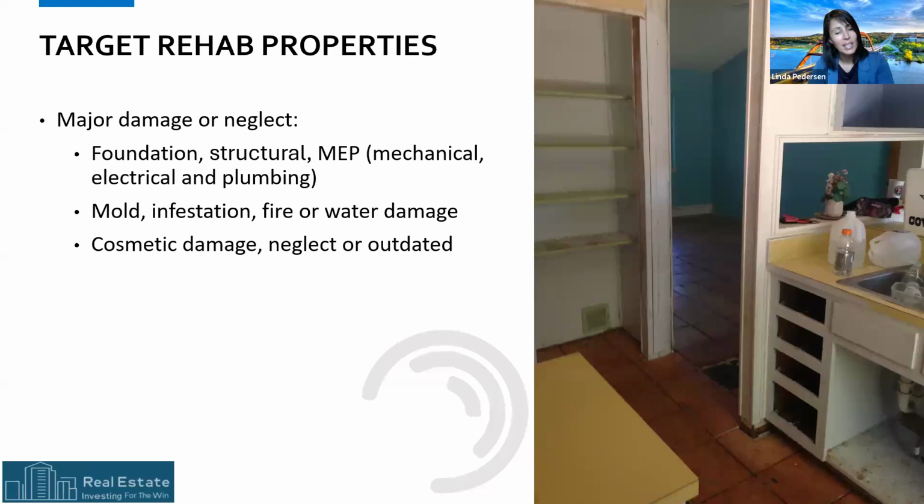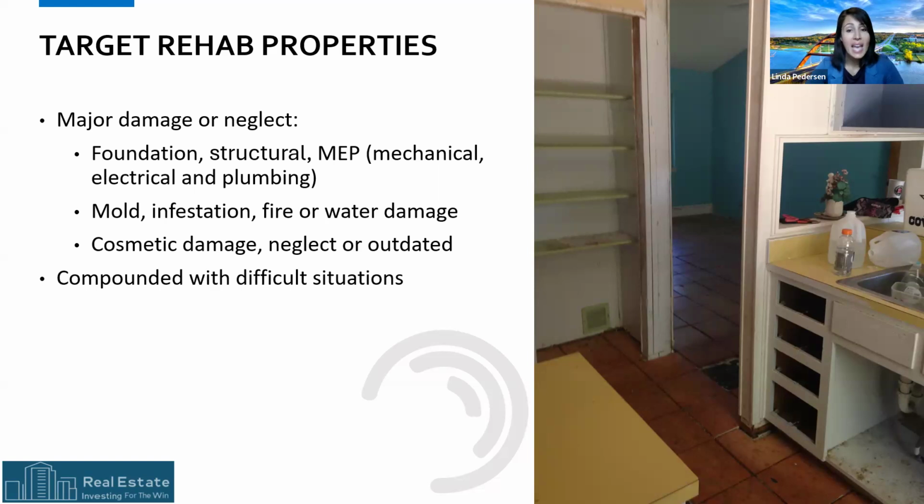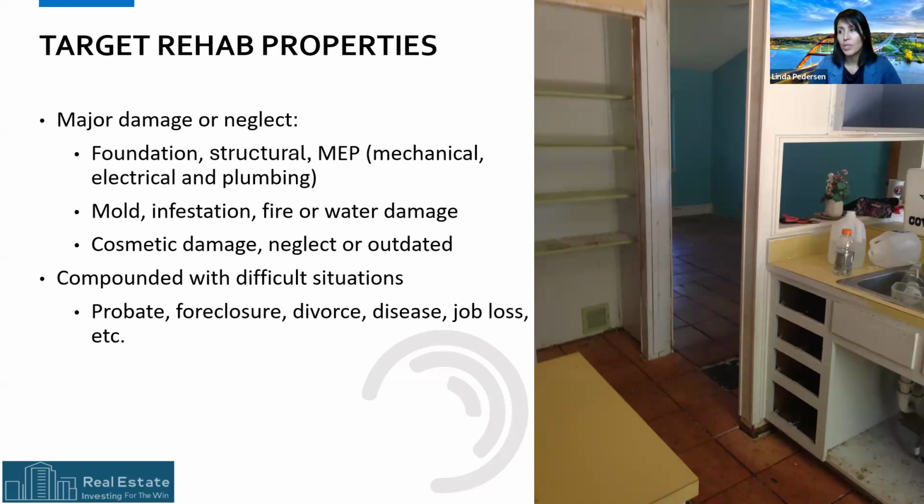And if you're in a hot market, you're going to want really, really outdated, not just light cosmetic carpet and paint, because like in our market, so much competition, people will use their own money, move into it themselves and do the work themselves, right? It's not a flip per se. And if you've got them compounded with difficult situations, such as probate, foreclosure, divorce, disease, job loss, which one usually causes the other, right? Usually they don't have the money to fix it up. And so it drives into neglect. And then with the age of the home, then you typically start to see more things break down.